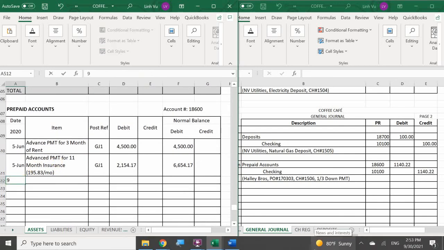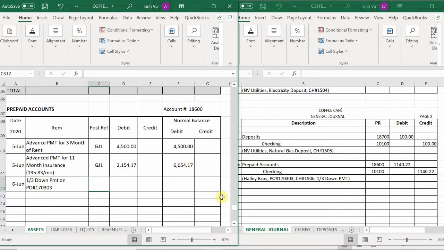Now in this case, I'm going to go ahead and type in, today is the 6th of June. Same thing that you're going to put in your journal, that this is a one-third down payment on purchase order number 170303. And then you can go as far as also say for a coffee brewer slash grinder.